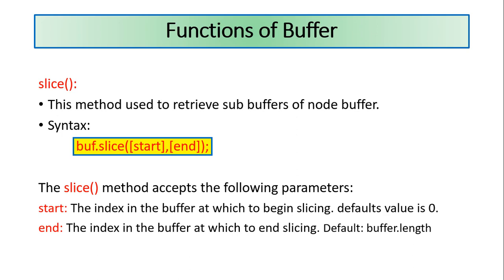By using a buffer object we call the slice method. Inside this slice method we are using two parameters. The first one is start and the second one is end. Start indicates the index in the buffer at which to begin slicing. The default value is 0. Now the second parameter is end, the index in the buffer at which to end slicing. The default value is buffer.length, which means the complete buffer.